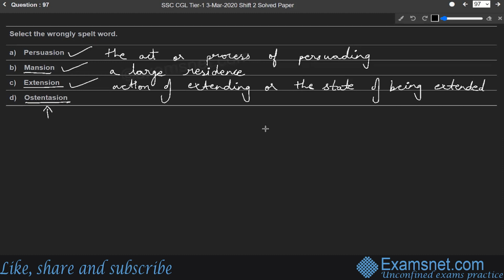Ostentation seems wrong here as it is wrongly spelled. So do you know what is the correct spelling for the word ostentation? The correct spelling will be ostentation. So this is the correct spelling for the word ostentation. And what do you know about the meaning of this word? It means excessive display. All right. So the word that is wrongly spelled here is ostentation, and the correct spelling will be ostentation. Hence, the correct option for this question is option D here. Remember that we have to find the option that is wrongly spelled.